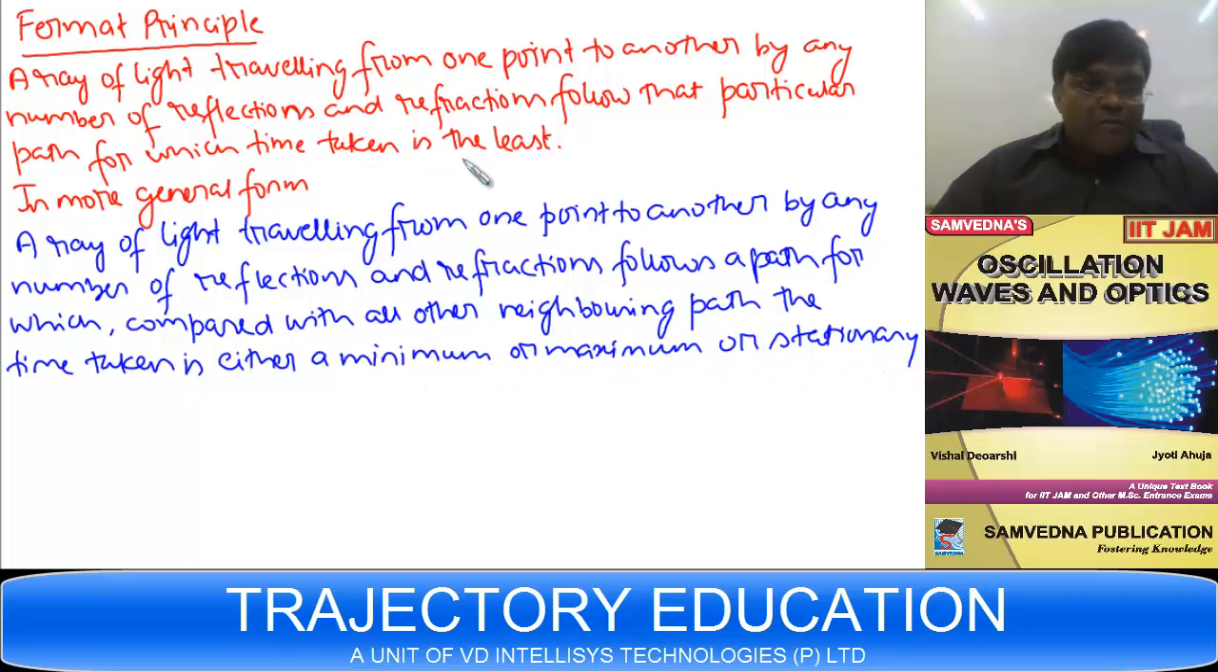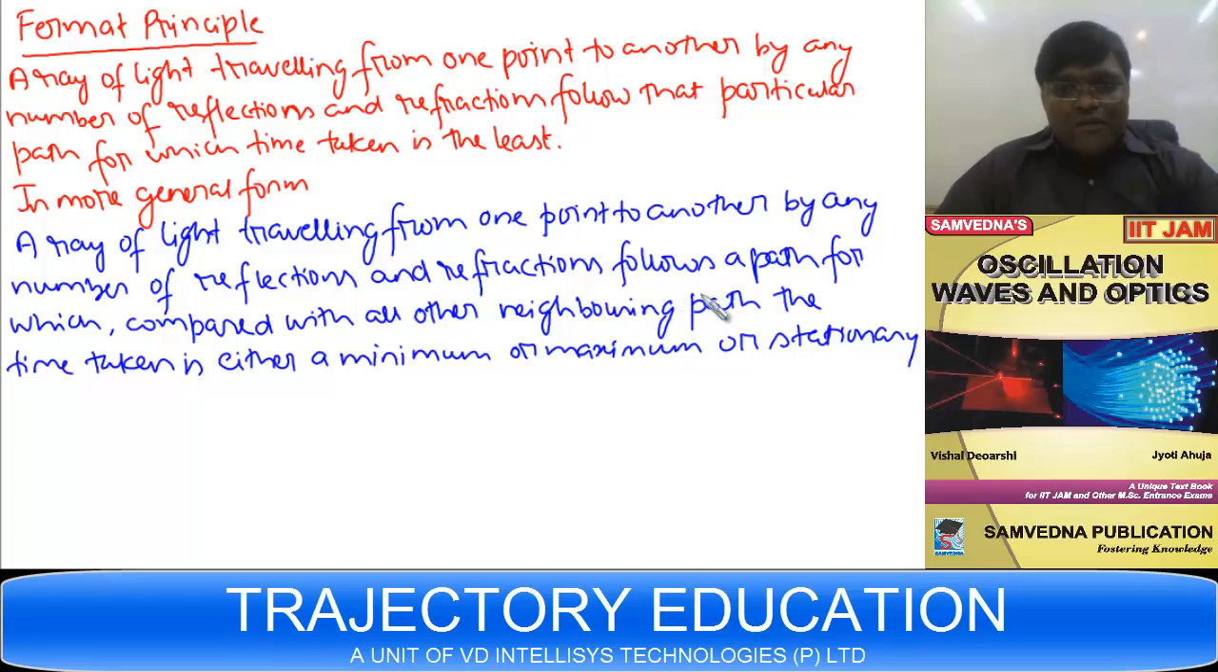This is the Fermat Principle stated by Fermat in 1658. It says a ray of light traveling from one point to another by any number of reflection or refraction follows a path for which, compared with all other neighboring paths, the time taken is either minimum, maximum or stationary. That can happen only when the path traveled by the light is extreme. I'll make use of this Fermat Principle and prove the law of reflection and refraction.